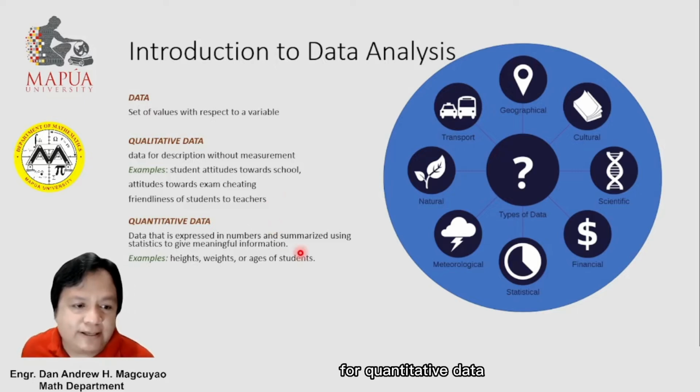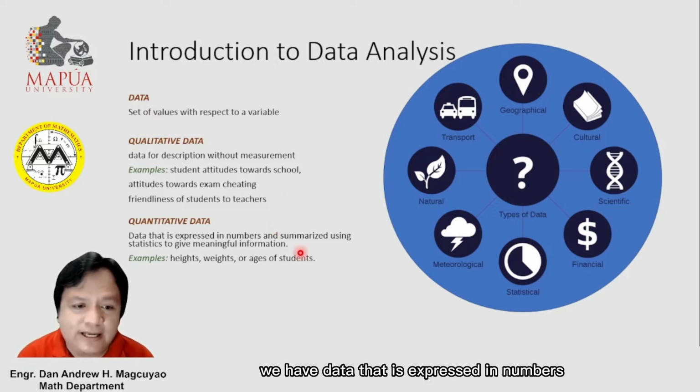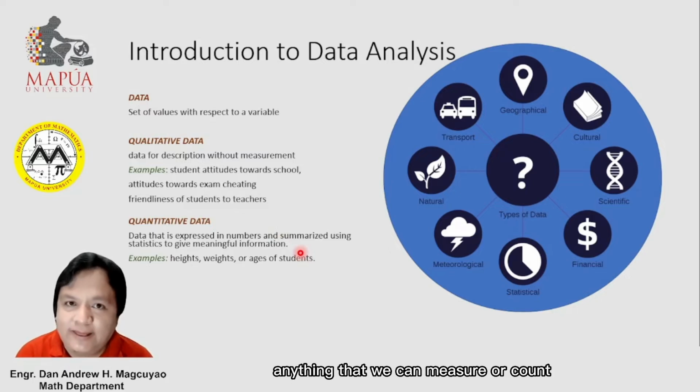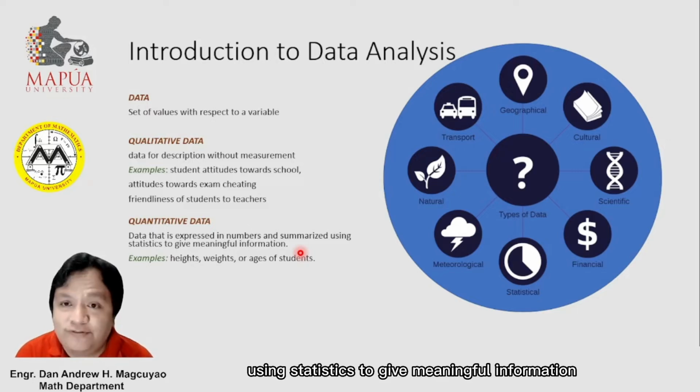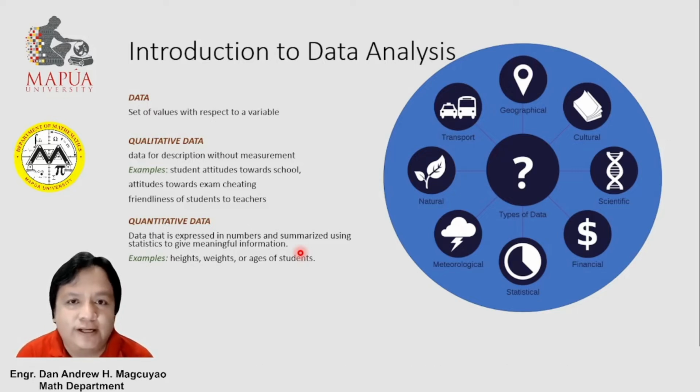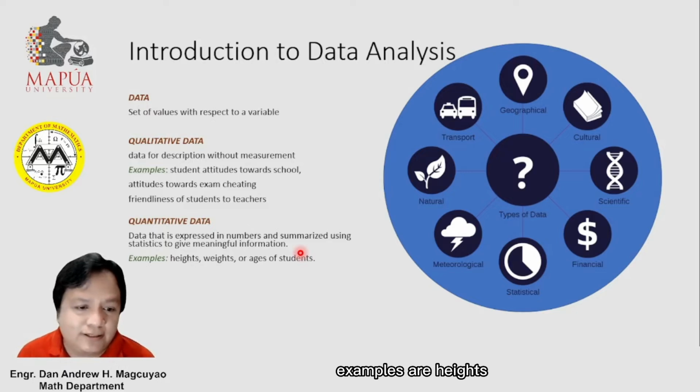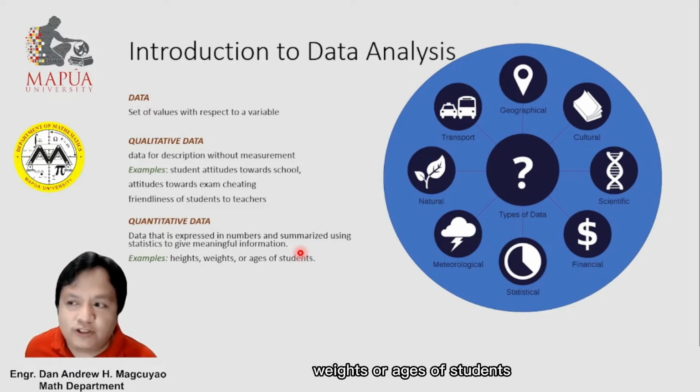For quantitative data, we have data that is expressed in numbers, anything that we can measure or count. And this is summarized using statistics to give meaningful information. Examples are heights, weights, or ages of students.